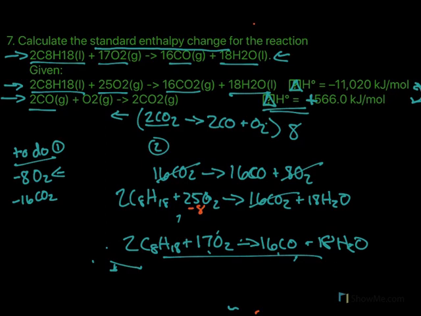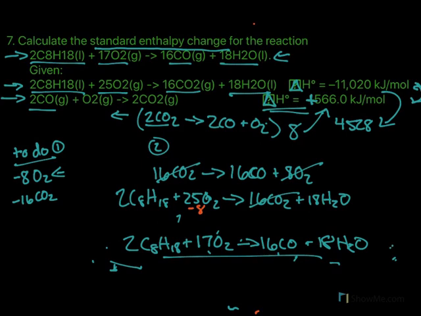But now we need to figure out the standard enthalpy change. So along with multiplying this equation by 8, we also need to multiply this now positive value by 8. So if we multiply that out, we'll get 4,528. So now I just need to add these two together.